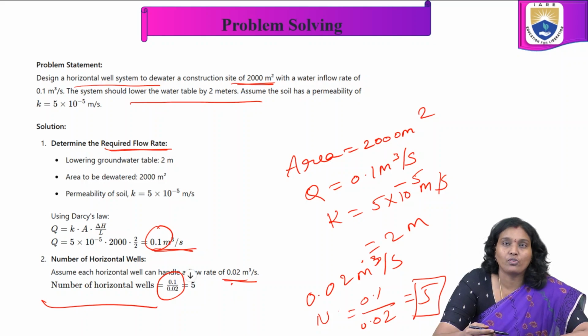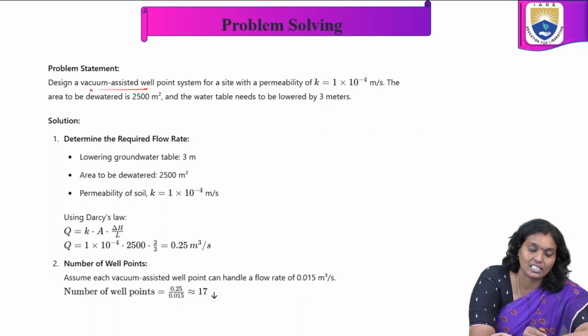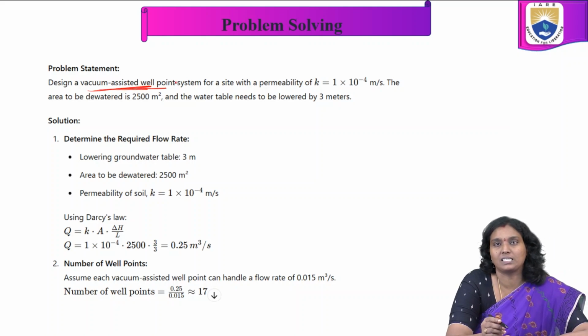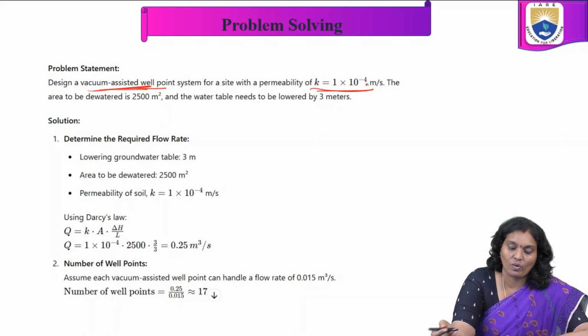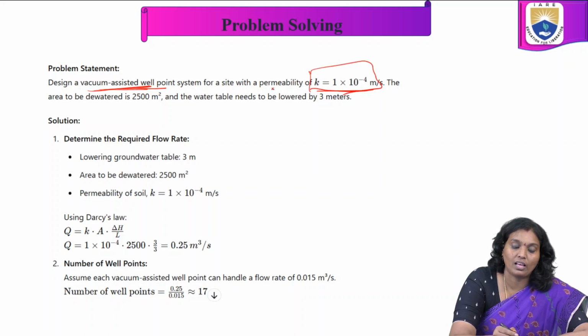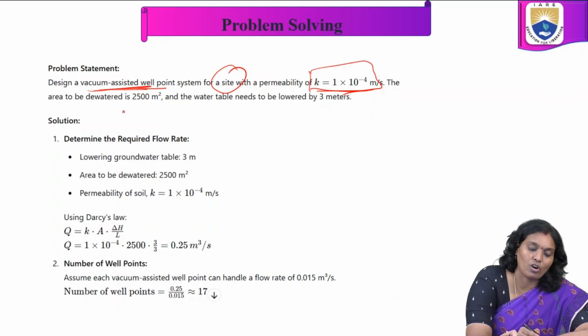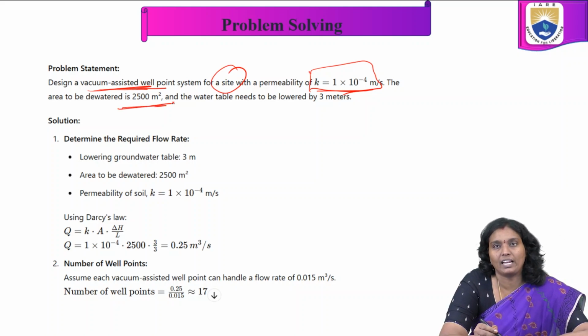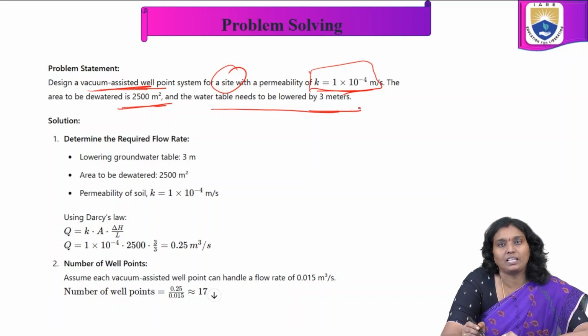For this, we are going to understand what kind of soil properties are going to change. In this one more design we are going to understand, that is the vacuum assisted well point system. Here the same permeability we consider, that is equal to 1 into 10 to the power of minus 4. It may vary, depending upon the site conditions of that particular soil. The area to be dewatered is equal to 2500 meters square. In that, the water table needs to be lowered by 3 meters.